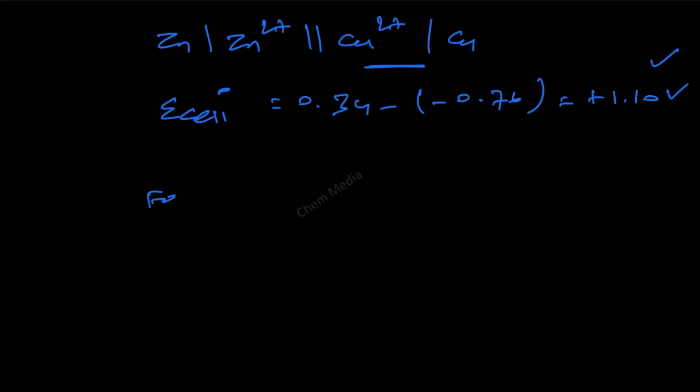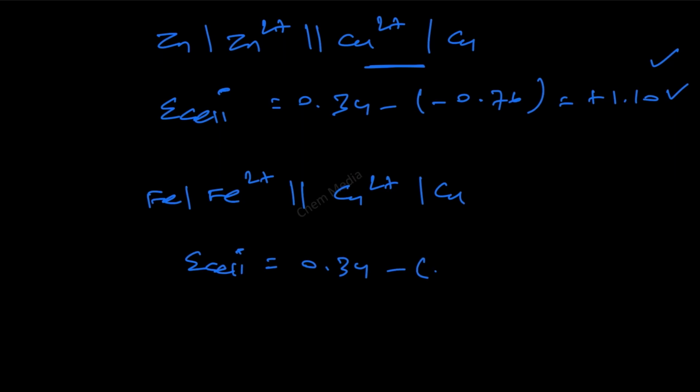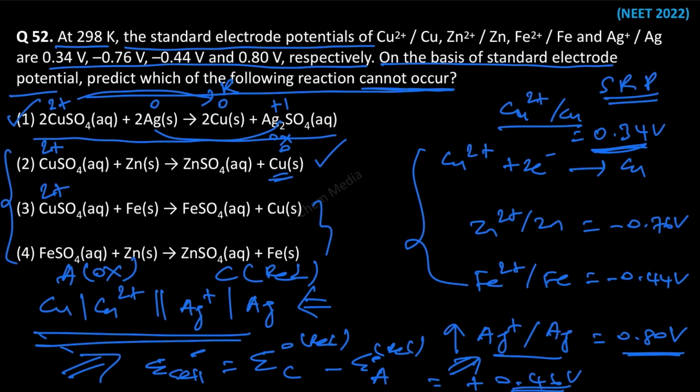We are connecting iron and copper electrodes. So we can put the cell notation this way. Here E cell standard is equal to 0.34 minus minus 0.44 volt. Therefore, this is equal to plus 0.78 volt. Here also copper 2 plus is gaining 2 electrons and becoming copper. So that is also okay.